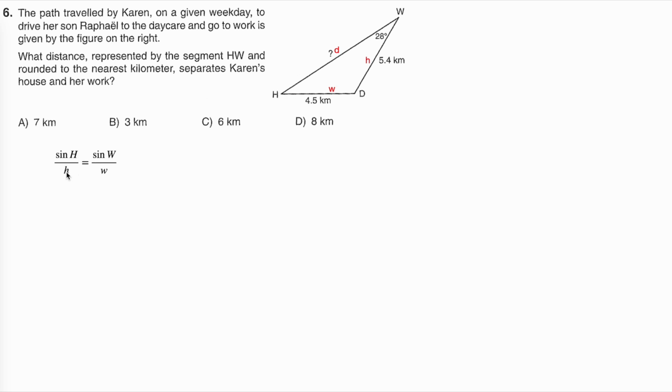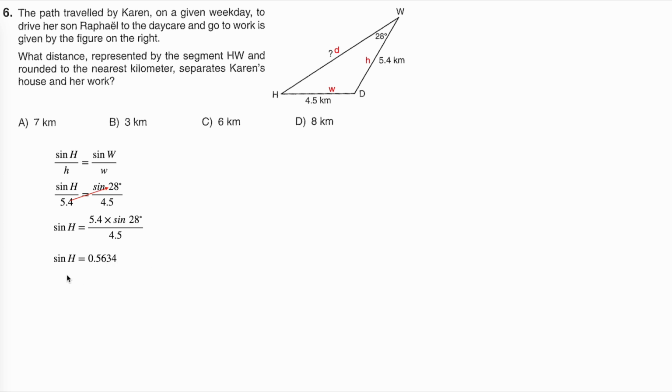Sine of H over side H is sine of W over side W. Then sine of H over 5.4. Side H is 5.4. Angle W is 28. Sine of 28 degrees divided by side W, which is 4.5. I'm going to cross multiply the 5.4, and that gives me 5.4 times sine of 28 divided by 4.5. Run that through the calculator. That gives you sine of H is 0.5634, and it goes on forever.